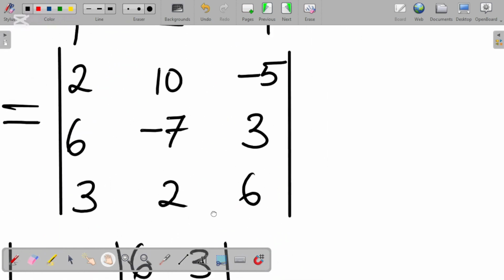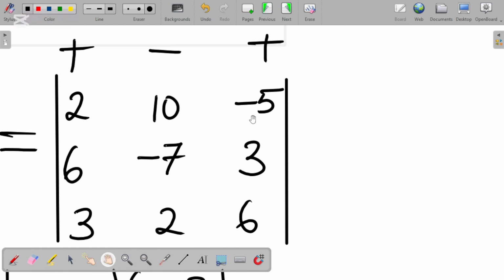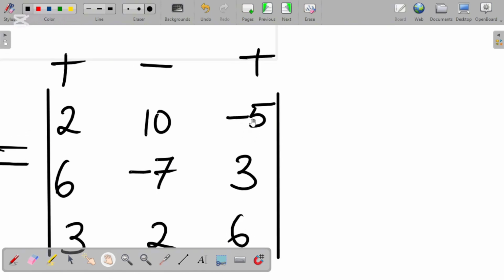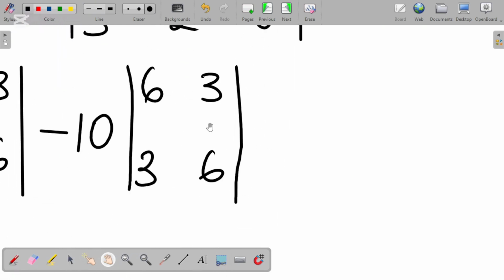All right, so the next one here is negative 5. We have here negative 5. So plus and minus becomes minus. So we have here minus 5. We draw this.